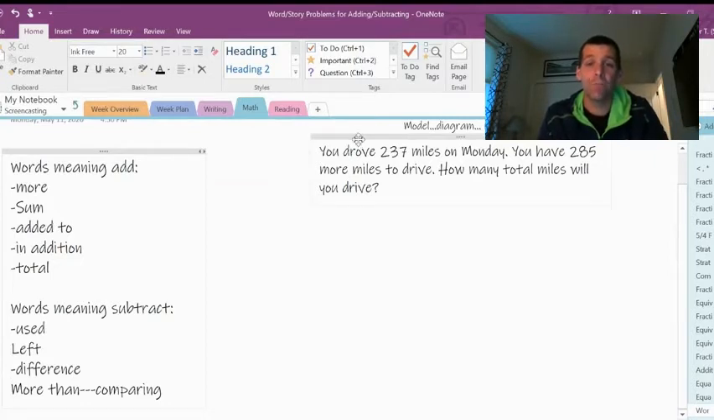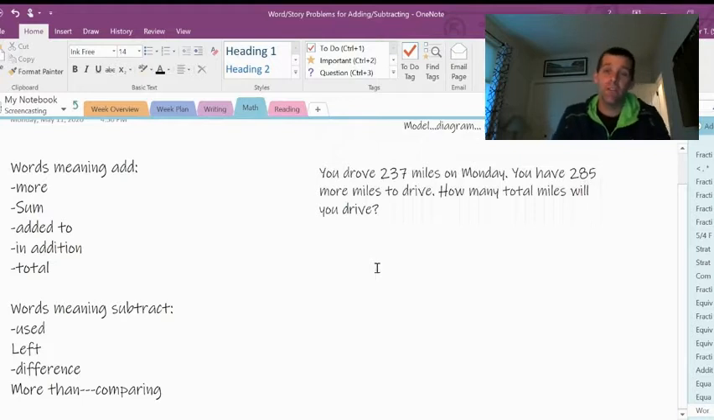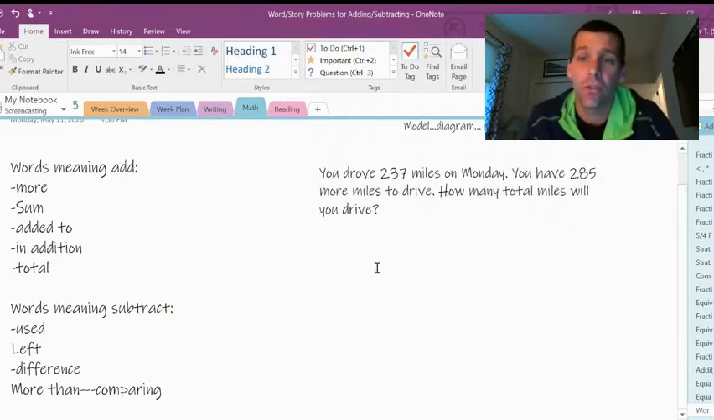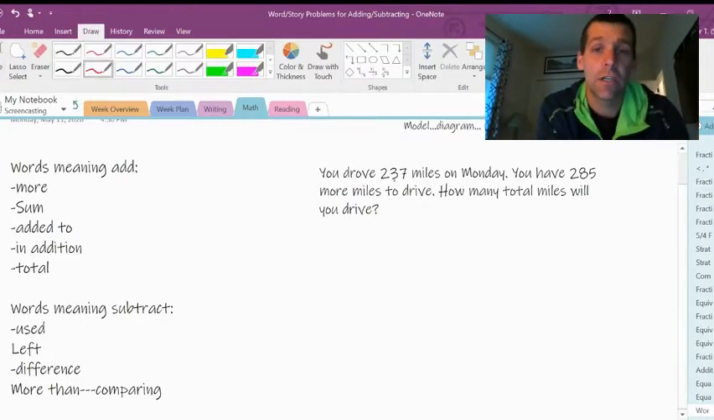Over here, I've got a problem. I've got this problem that says you drove 237 miles on Monday. You have 285 more miles to drive. How many total miles will you drive? So here, when I think about what I have, I'm going to mark a couple of things in here.